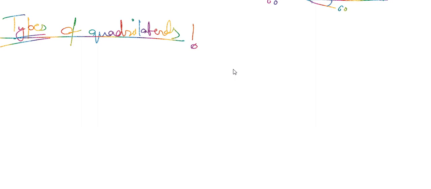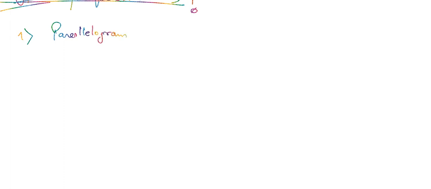Types of my quadrilaterals. Quadrilaterals are four-sided polygons. You may recall I just told you in the beginning of the session, I have basically 5 types of quadrilaterals. Number 1 is my parallelogram, which has a shape like this.